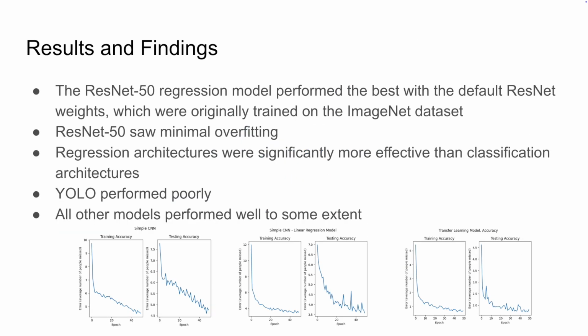The ResNet50 regression model performed the best, and it also saw minimal overfitting. Overall, the regression architectures did better than their classification counterparts. The only model that did poorly was YOLO, which was unable to count people effectively.